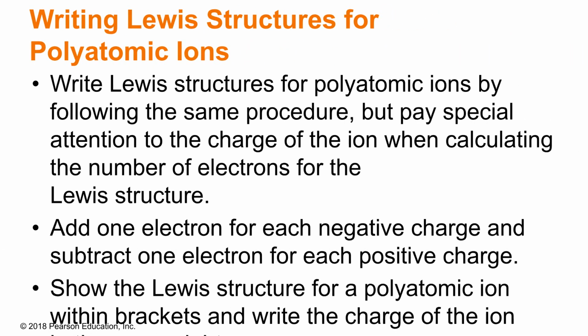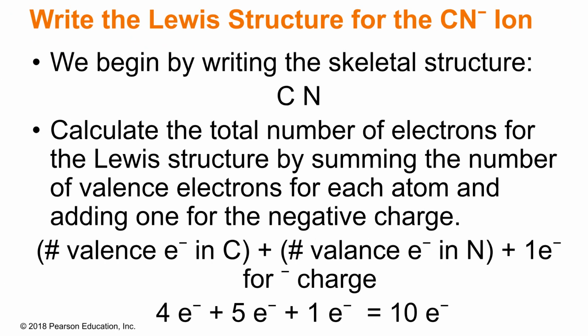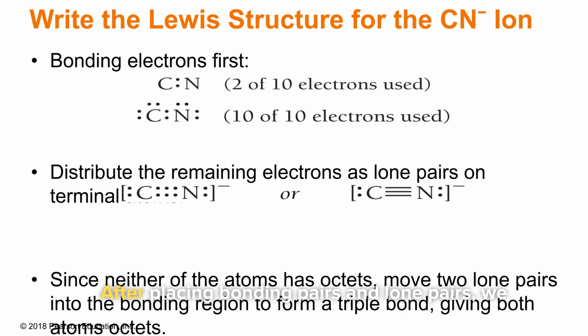For polyatomic ions, the process is similar, but don't forget to account for the ion's charge in your electron count. Always enclose the final structure in brackets with the charge indicated. For the cyanide ion, CN⁻, we start with the skeletal structure and sum the valence electrons. 4 for carbon, 5 for nitrogen, plus 1 for the negative charge, totaling 10. After placing bonding pairs and lone pairs, we move 2 pairs to form a triple bond between the carbon and nitrogen, ensuring both atoms reach an octet.